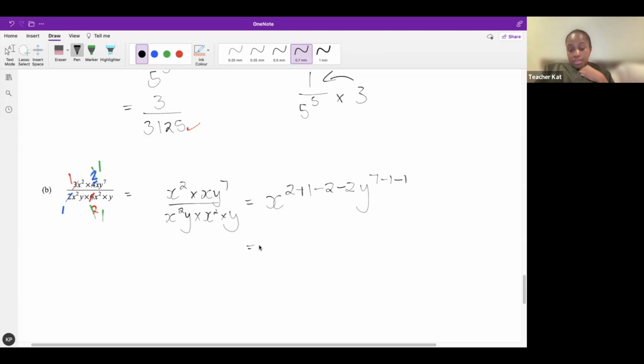And then this will give us what? X to the power of, what's 2 plus 1 minus 2 minus 2? 2 plus 1 minus 2 minus 2. It's negative 1. And y to the power of 7 minus 1 is 5. And then we can just simplify this by putting it in fraction mode because of the negative exponent.